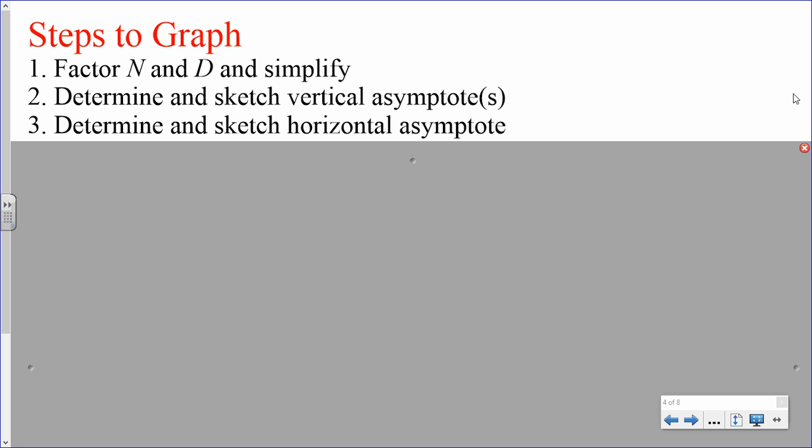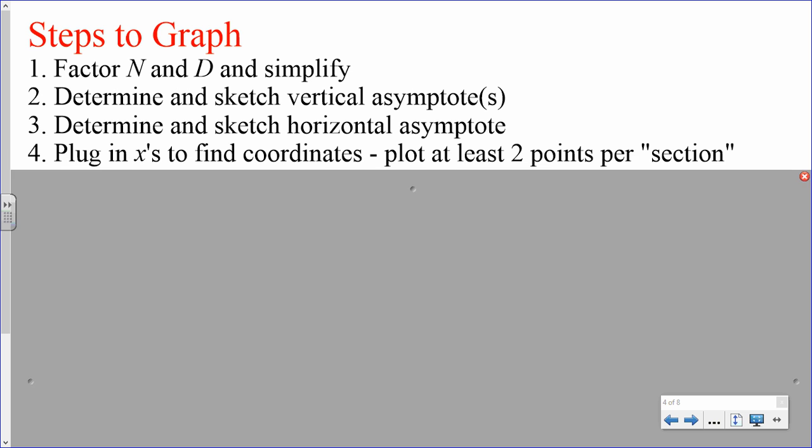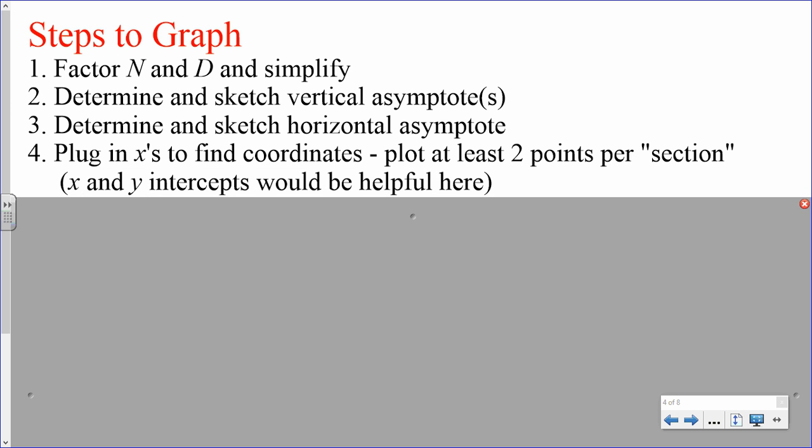Based on where your vertical asymptote is, I'm going to ask you to plug in x's to find coordinates. I'm going to ask that you have at least 2 points per section to get an idea of the shape. X and Y intercepts could be helpful here. I think your book is going to ask you to find X and Y intercepts.